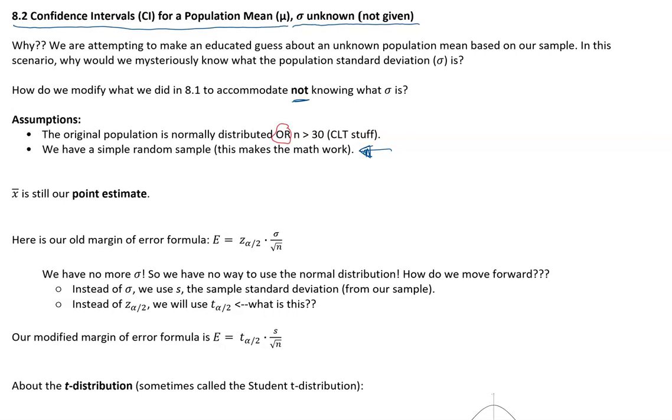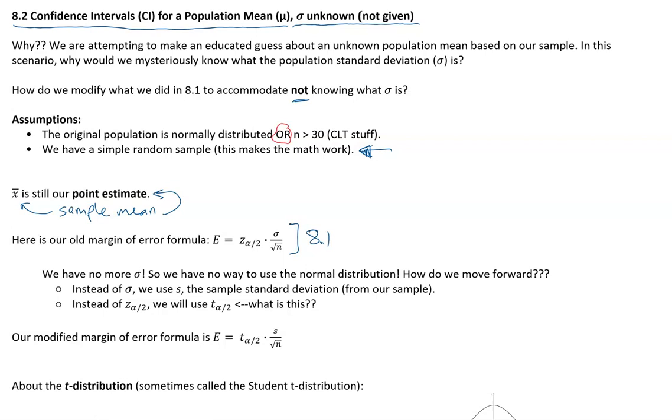All right, so first vocabulary: x bar, our sample mean, is still our point estimate. That one number, remember, is our dart that we're going to throw at the tiny dot, the population mean. And here's our old margin of error formula: E equals z alpha over 2 times sigma over the square root of n. That was what we used in 8.1.